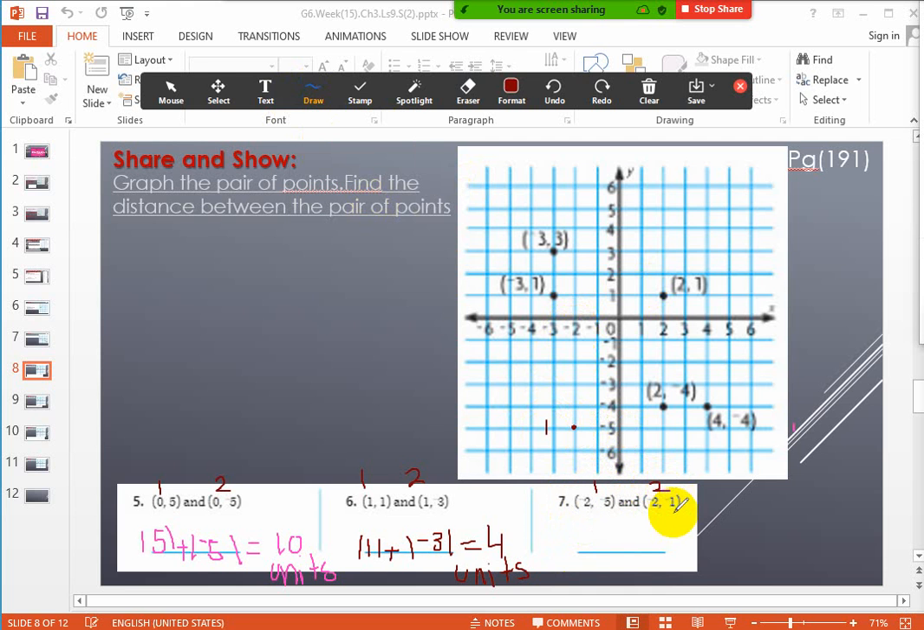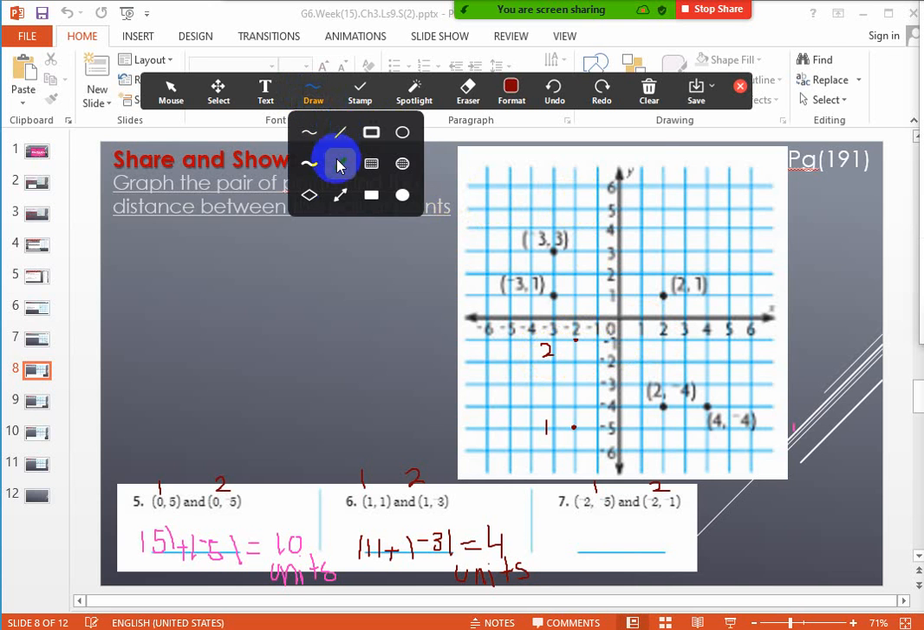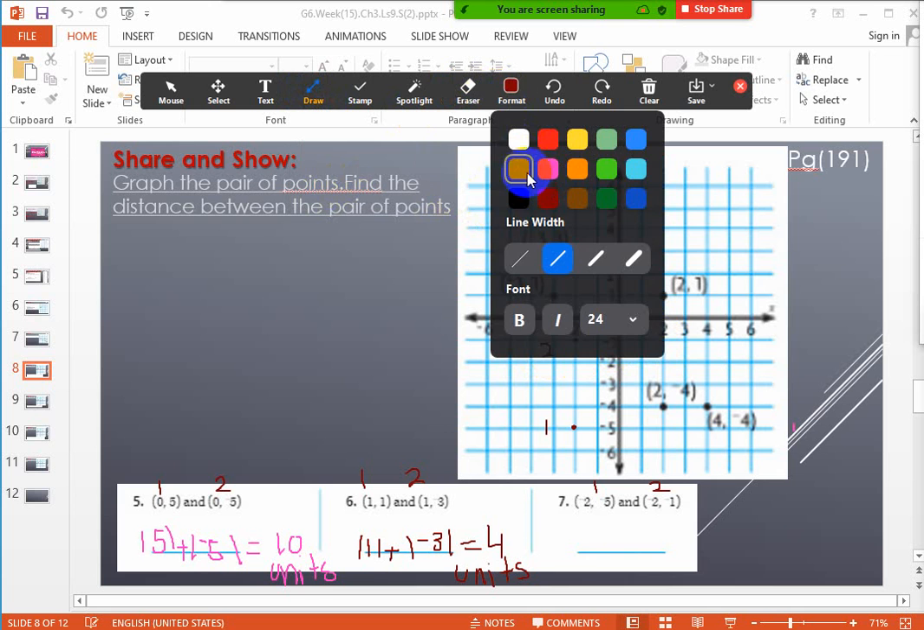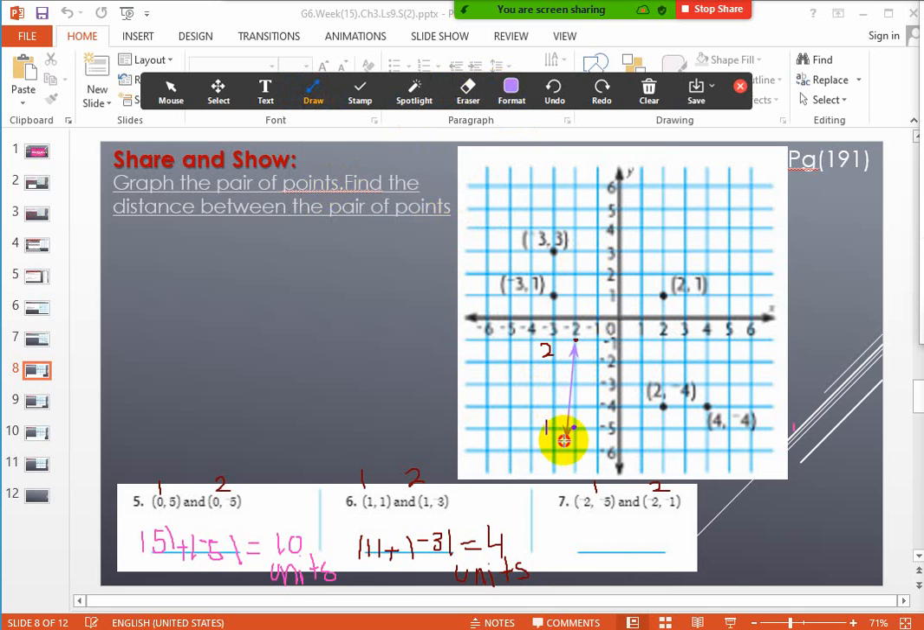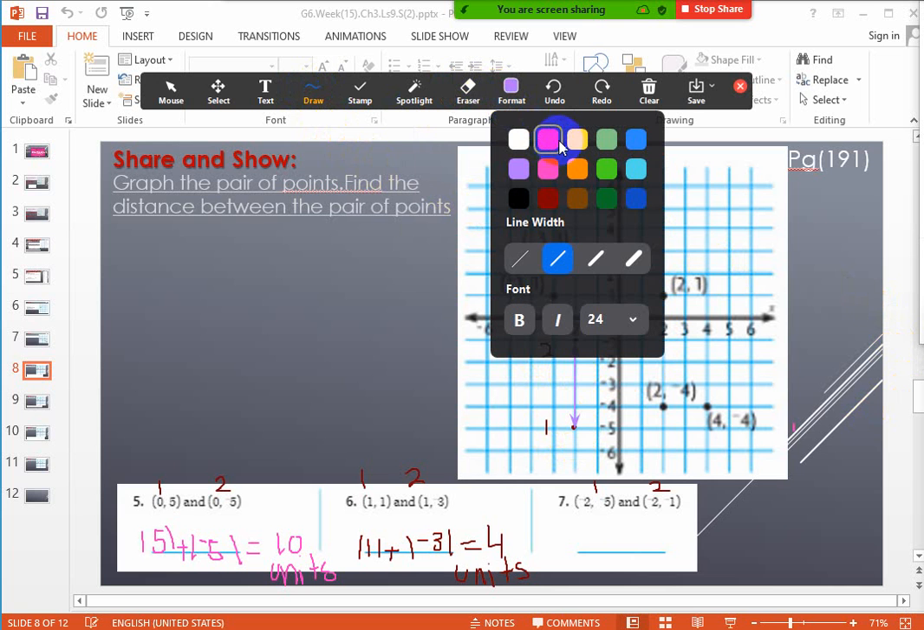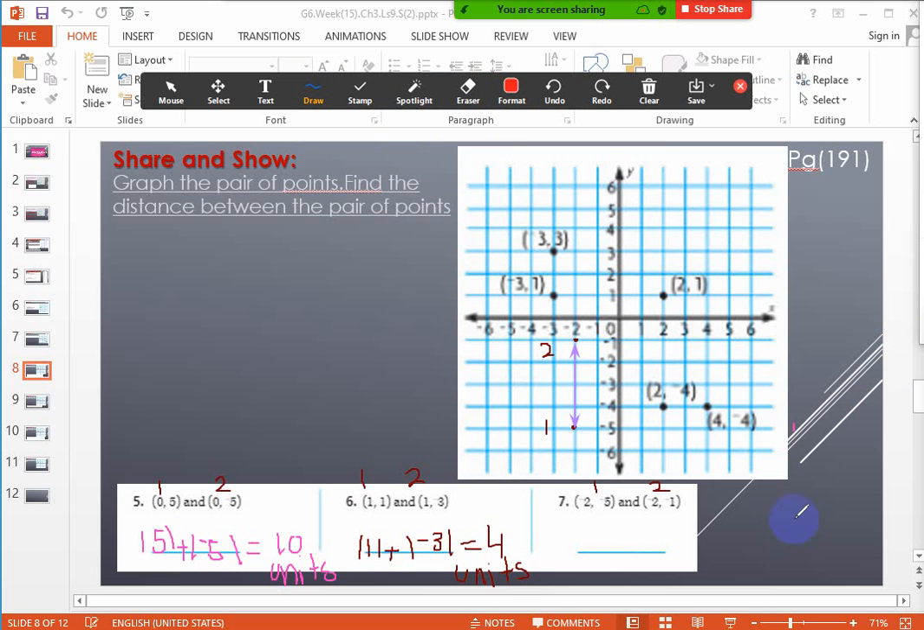Now point 2 is negative 2, negative 1. This is negative 2 on the x-axis. This is negative 1 on the y-axis. So this is the second point. Okay. So the 2 points are on the same vertical line. That means to find the distance, I have to use the vertical coordinate. Jenna, you answered.